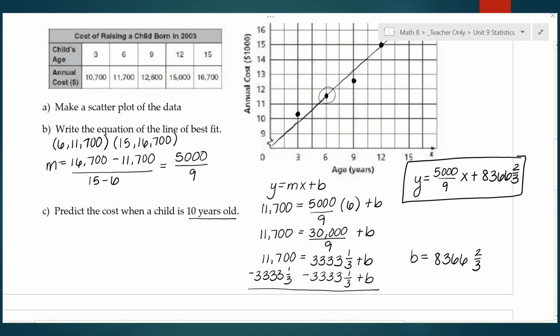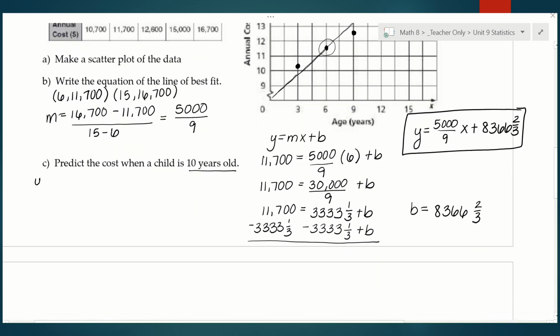So if you look, age is on the x-axis. And since we know the age is 10, we're going to take that number and plug it in for x in our equation. Okay, so I'm going to take the equation I just wrote, and I am going to replace x with 10. All right, so give you a second to type that in. Okay, so I am getting 13,922, and remember this is money, so I'm going to round it to 22 cents.